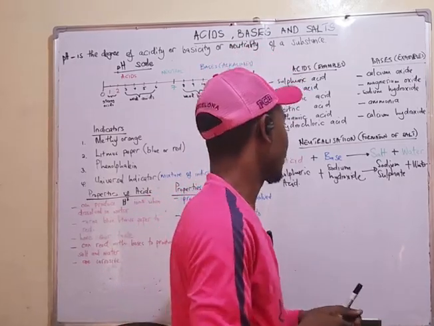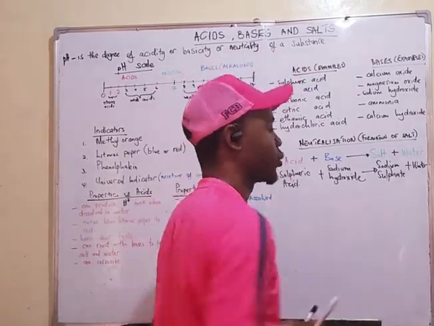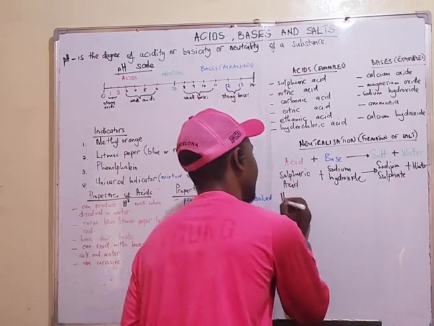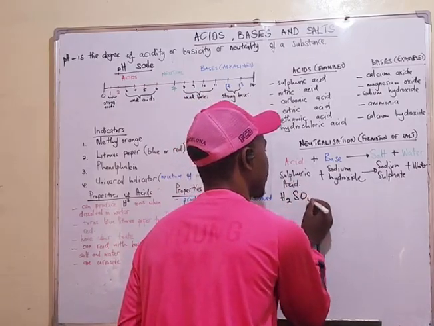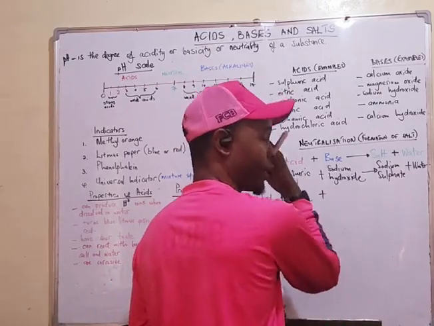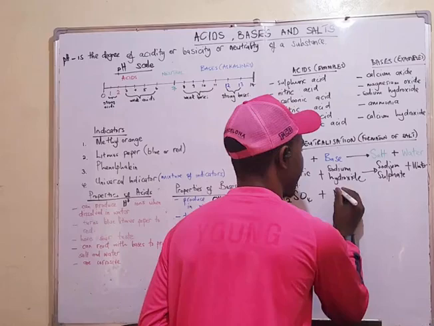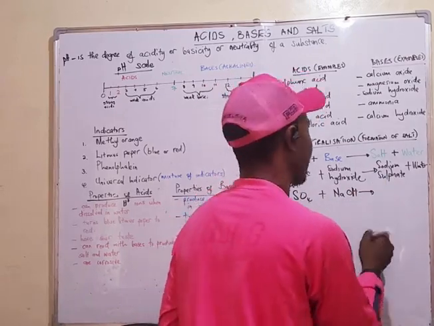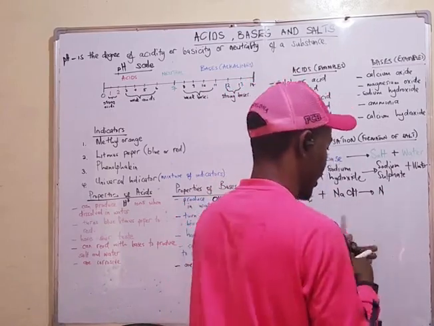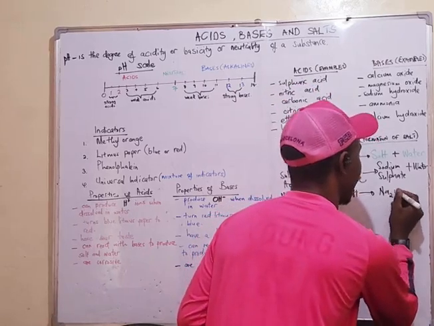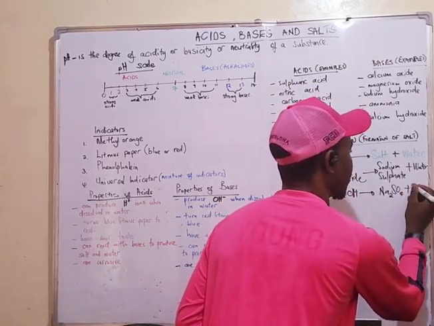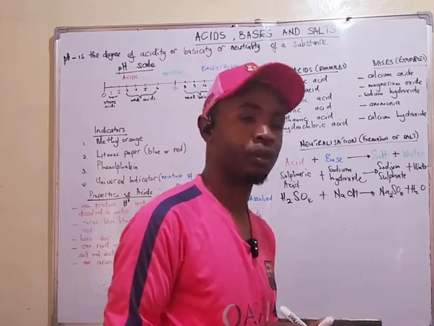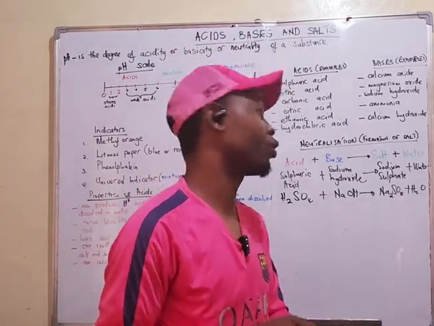Get the sense? Okay, then we can also write this one using the chemical symbols. So sulfuric acid is H2SO4, just like that. Then we say plus sodium hydroxide, that's NaOH. Okay. Then we form sodium sulfate, that's Na2SO4, plus H2O, just like that. Okay, fine. Then you have to check. We do what we call balancing of the equation.